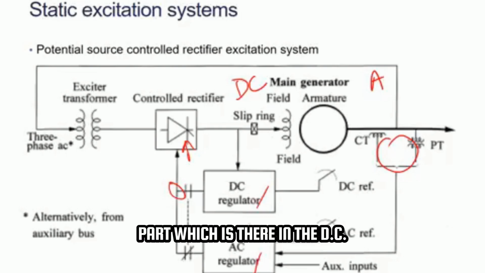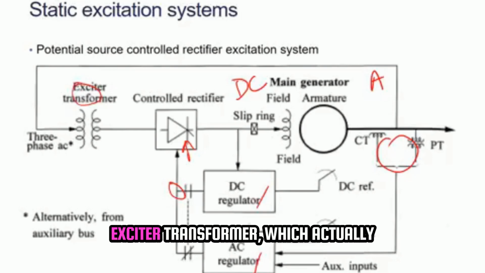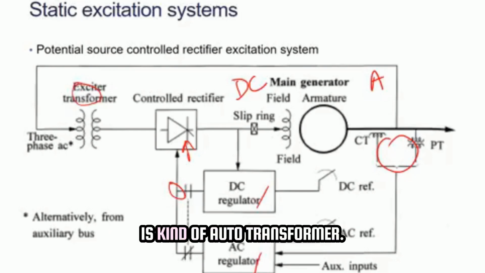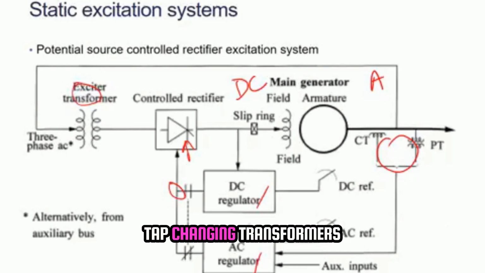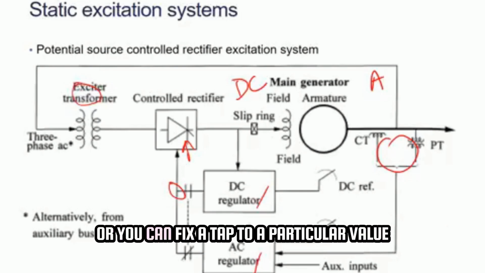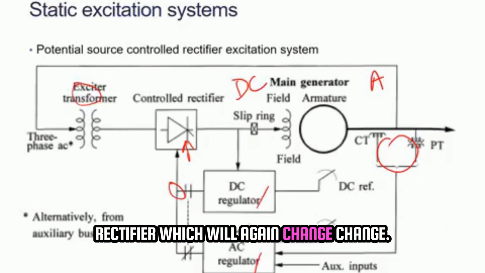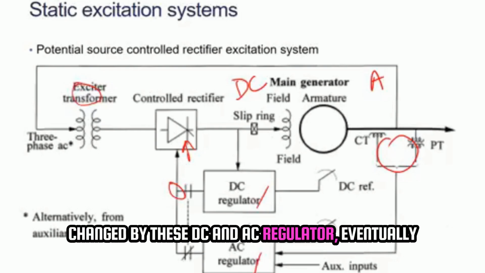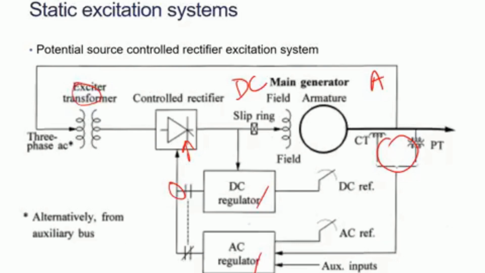Instead of the movable part which is there in the DC and AC excitation systems, here you have an exciter transformer, which is kind of an auto transformer, or you can assume there are tap changing transformers, and you can change the tap, or fix a tap to a particular value. You can again control it by this controlled rectifier, whose firing angle will be changed by the DC and AC regulator, eventually changing the field of the main generator.